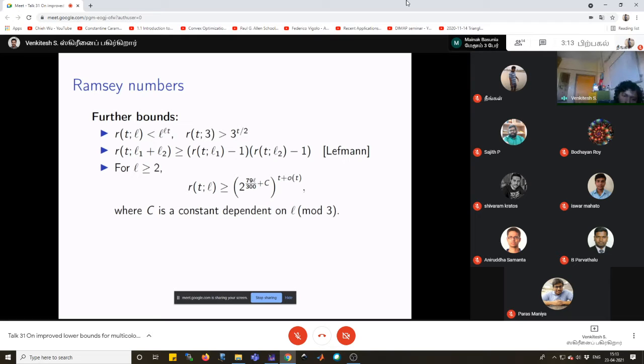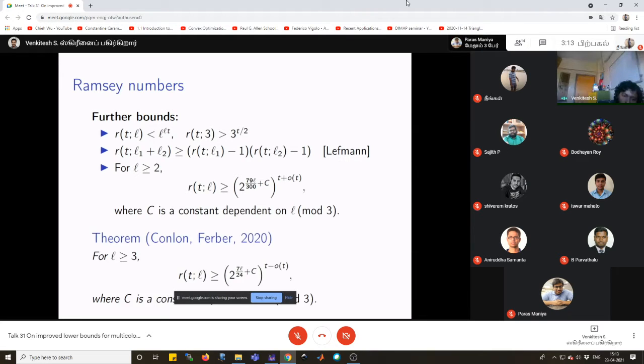Which is why this is the most neat way of understanding the lower bound. It's 2 to the 79L by 300 plus some constant that depends on L. You could even ignore that. Asymptotically, this behaves very closely to 2 to the 79LT by 300. Okay, that's the takeaway from here. This is what was already known until now.